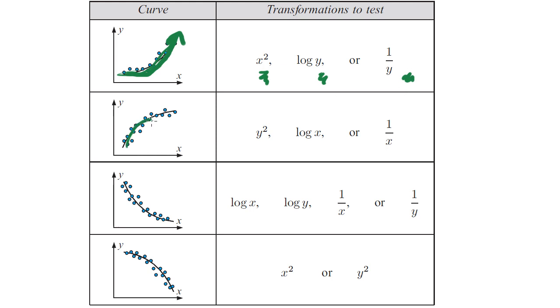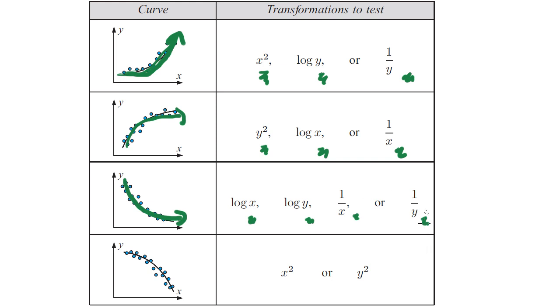When the shape looks like this, then we either want to stretch out the y-axis by doing y squared, or we want to smush up x by doing one of our 2 smushing operations, which is log and reciprocal. If it follows this shape, then we're either going to smush up x or smush up y. So we've got 2 smushing operations, and we can do it to both axes. So we might do log x or log y, or the reciprocal of x or the reciprocal of y.